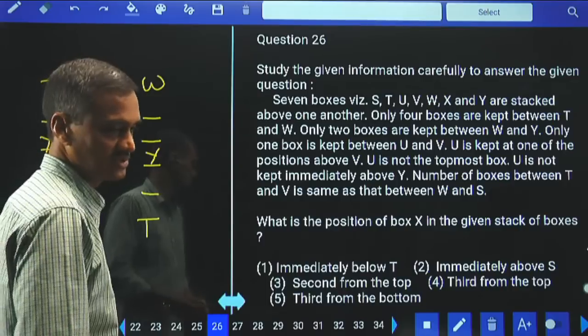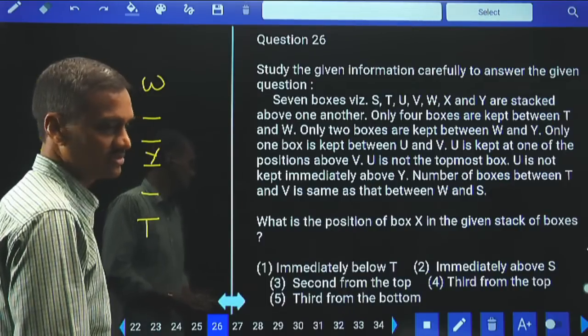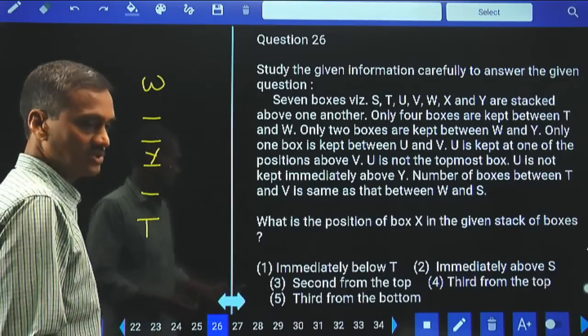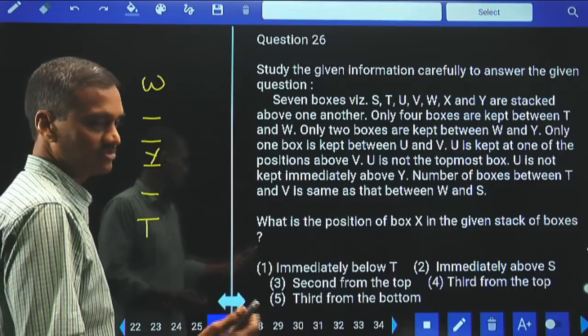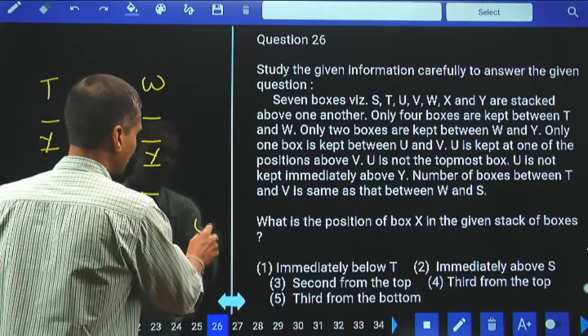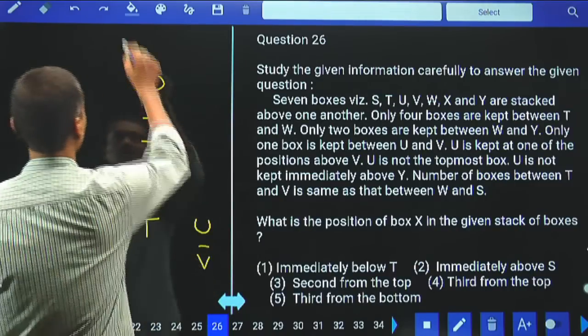Then what is the next information we have? And only 1 box is kept between U and V. And 1 box between U and V. U is kept at one of the positions above V. U and V must be like this.